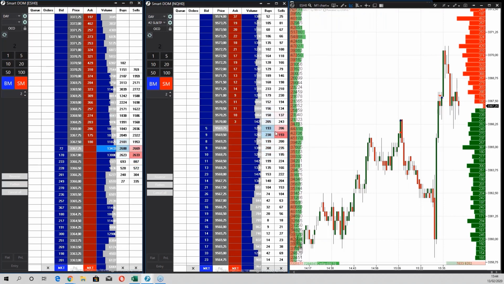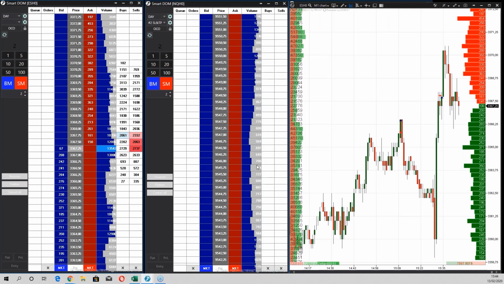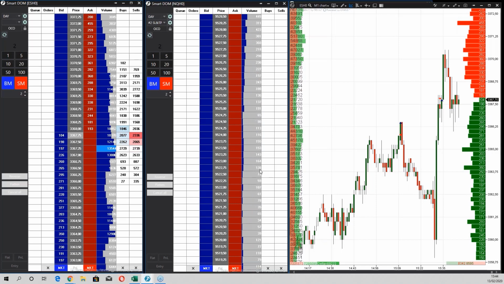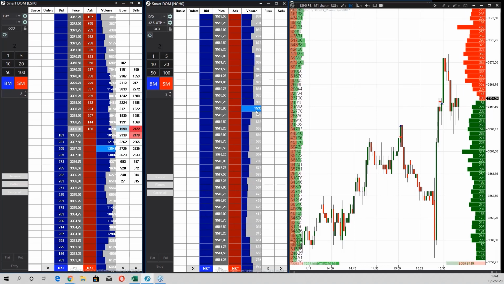Back to the POC. I think the POC might be around here. I don't even know where the POC is today. It's quite long. The market went down a lot during the night. I don't know where the POC is. Okay, it's here.